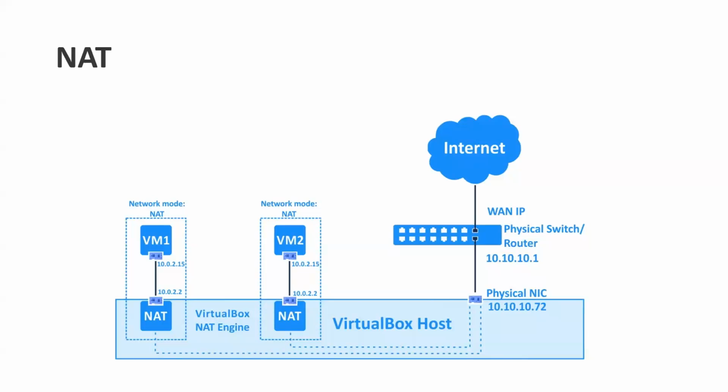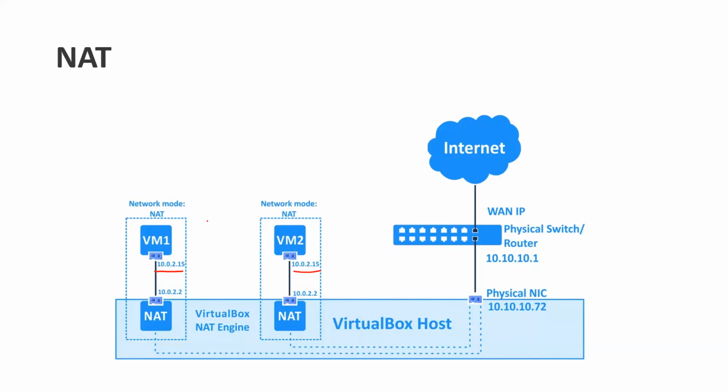Actually, as you can see, there isn't any DHCP server under NAT. That means that if you create a VM1 and VM2, both of them get the same IP address. As you can see in this slide, this VM got the IP address 10.0.2.15, and the same IP address has VM2.